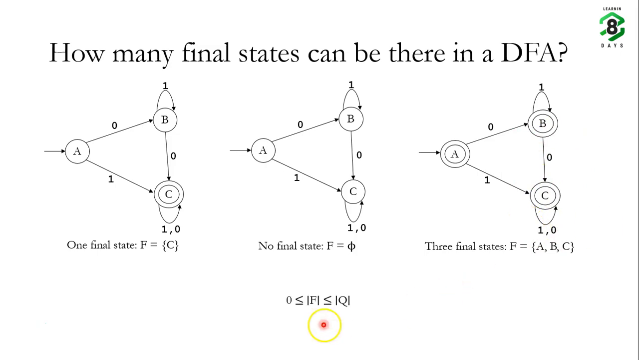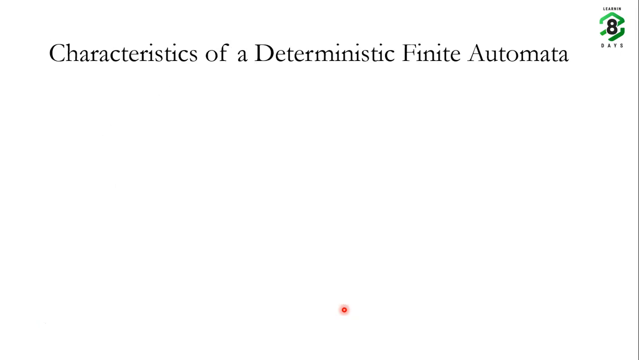So the size of the set of final states can be at least 0 or at most the number of states in the deterministic finite automaton. So now let's talk about the characteristics of a deterministic finite automaton, or specifically we want to talk about why this machine is called a deterministic and a finite machine. Let's talk about finiteness first.